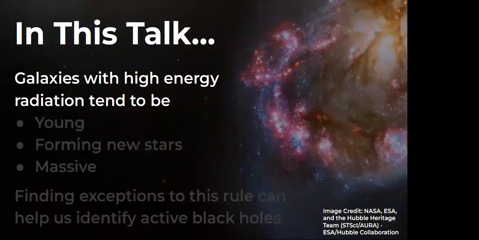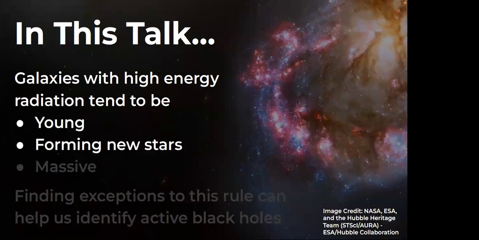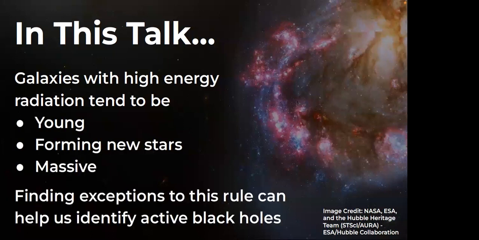In this talk, I'm going to be showing you my evidence that galaxies with lots of high energy radiation tend to be young. They tend to be forming lots of new stars, and they tend to be disproportionately massive. And if we can find a galaxy with lots of high energy radiation that doesn't follow these trends, it can help us identify active black holes in the center of galaxies.